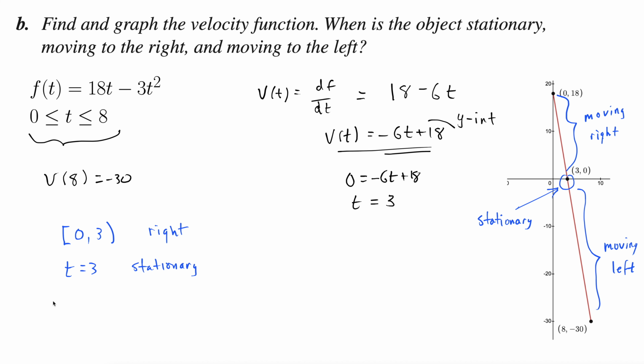And finally, between 3 and 8, and again I'm going to include 8 but not 3, we're moving to the left because then we're down in that negative direction. Let's move on to part C.